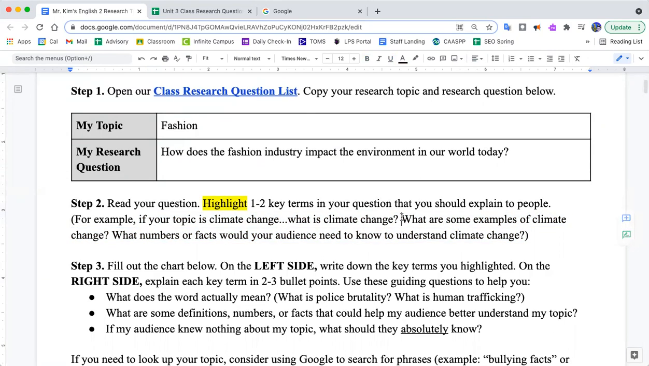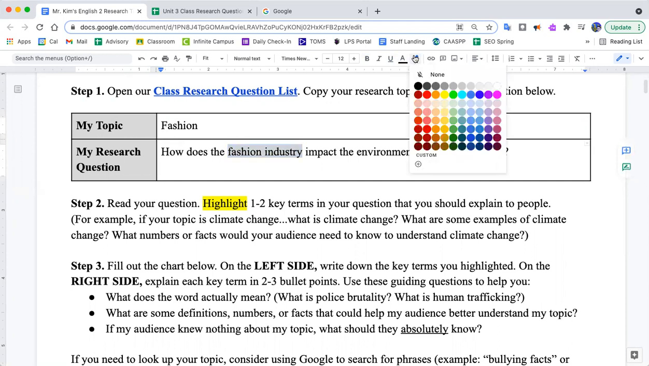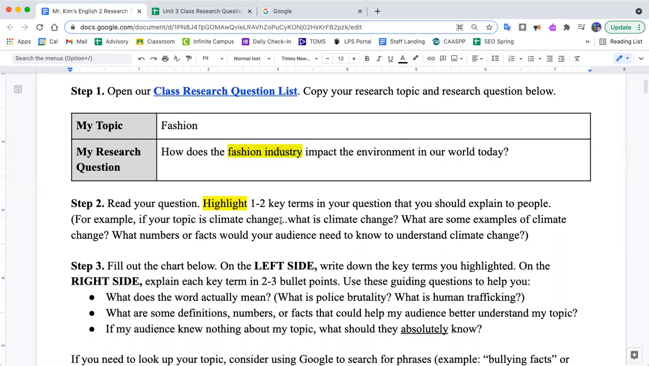In my case, my question is, how does the fashion industry impact the environment in our world today? I think that people might not know a lot about the word fashion industry, so that's probably pretty important to explain. So I'm going to highlight that word. You could do 2 if you think that you want to do 2, but I think for most of you, 1 should be enough. Once you've chosen your key terms, you're going to move on to the last step, which is step 3.